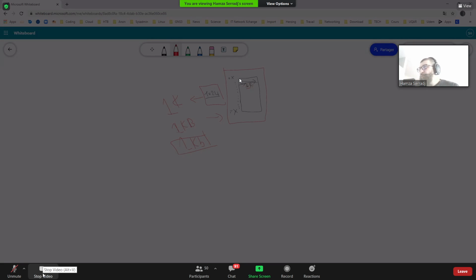1000 meters is 1 kilometer. 1000 grams is 1 kilogram. Kilo is 1000. Okay? So I have 1 byte per address and I have 1000 addresses. Well, I can say that I have 1 kilobyte. All right? 1 kilobyte.